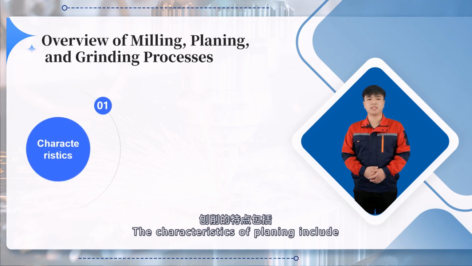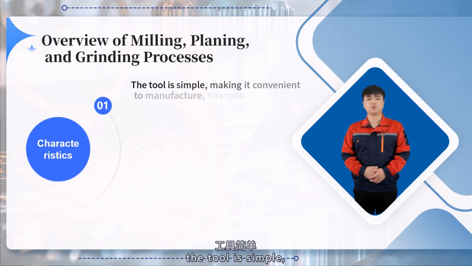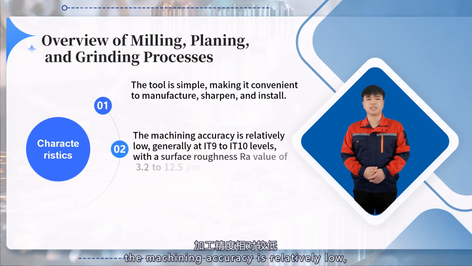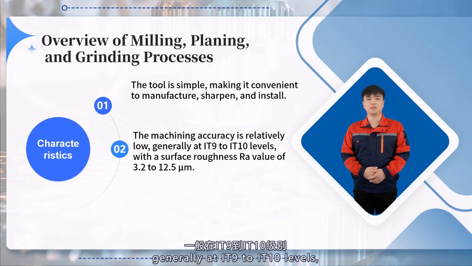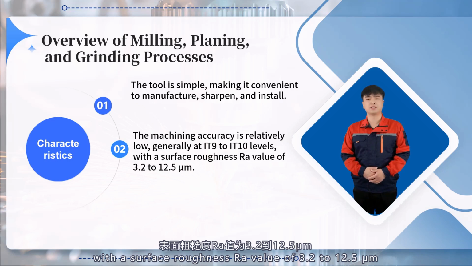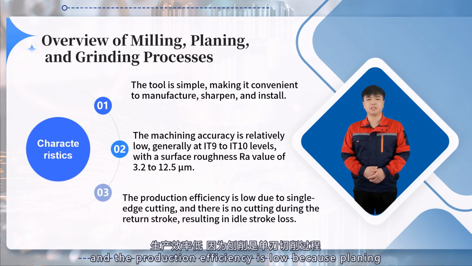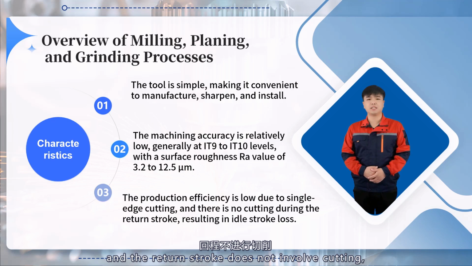The characteristics of planing include: the tool is simple, making it easy to manufacture, sharpen, and install. The machining accuracy is relatively low, generally at IT9 to IT10 levels, with a surface roughness Ra value of 3.2 to 12.5 micrometers. And the production efficiency is low because planing is a single-edge cutting process, and the return stroke does not involve cutting, resulting in idle stroke losses.